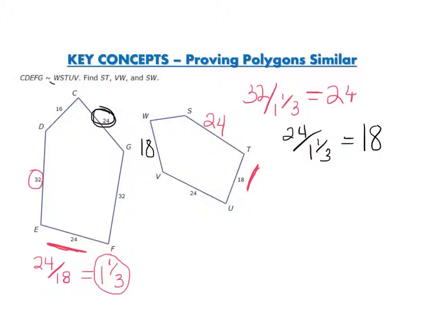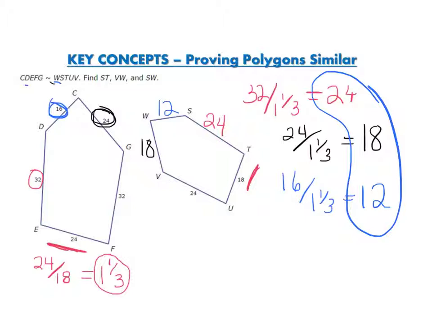And the final one is SW, which is the first two. That's the same as CD, that's 16. So I need to take 16 divided by 1 and 1/3, and that equals 12. So the length of SW is 12. So I now have all 3 side lengths. Remember, if I'm going from the big number to a smaller one, I divide. And if I were going from the smaller one to the bigger number, I would multiply.